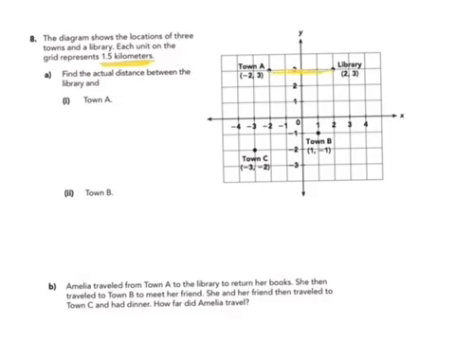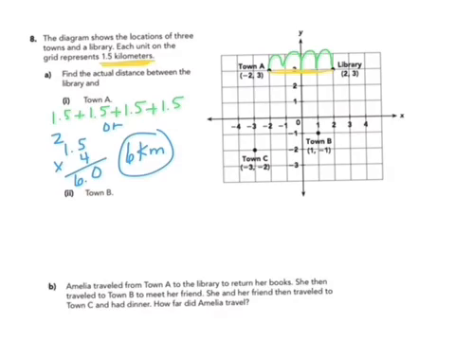Now this is a horizontal line. It's exactly on the grid, so we can just count 4 units. Each one is 1.5. So 1.5 plus 1.5 plus 1.5 plus 1.5, or 1.5 times 4. So using repeated addition, or 1.5 times 4, we end up with a distance of 6 kilometers.